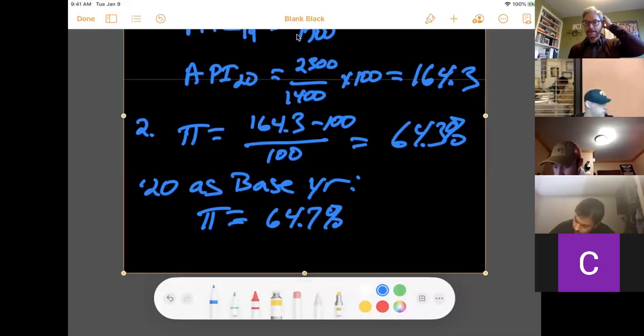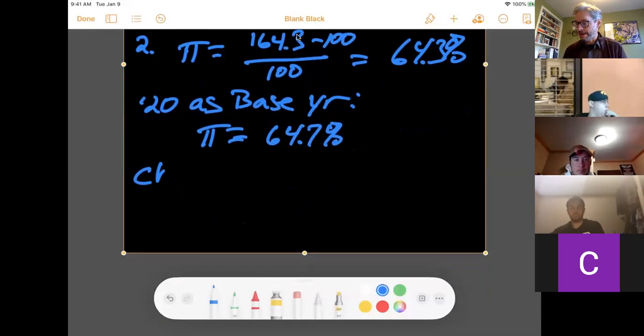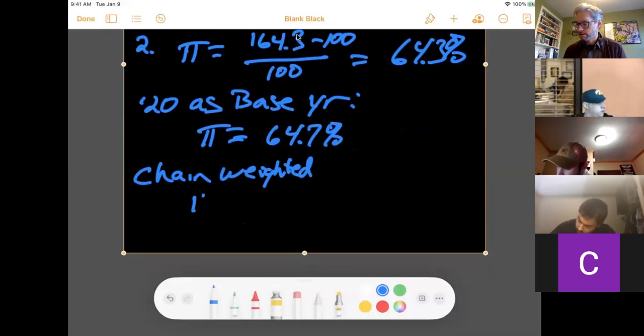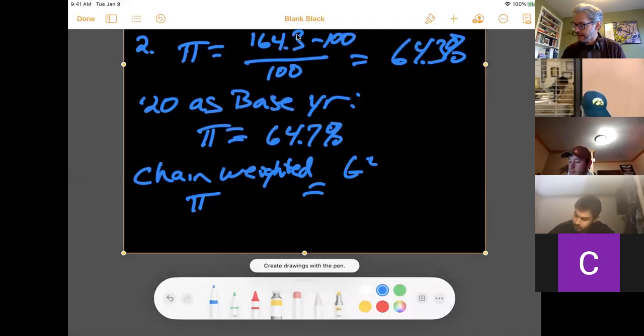And once again, why is that? It's different because as prices change, they weigh different goods more heavily or less heavily. And so you're going to get a different answer based on what you use as the base year. So what's the best answer here? Well, how do you deal with this problem? You should chain weight. And chain weighted inflation just means you average these things together.